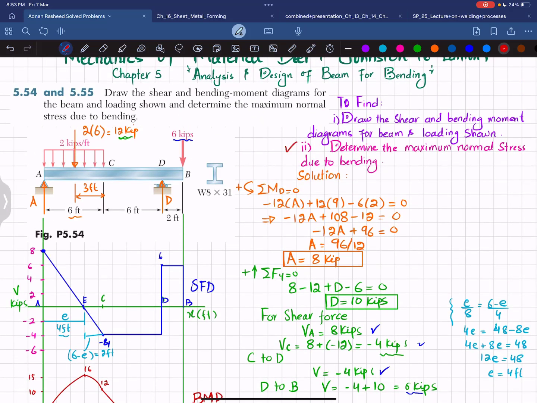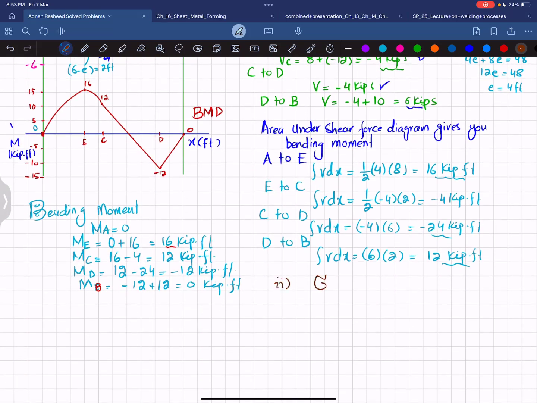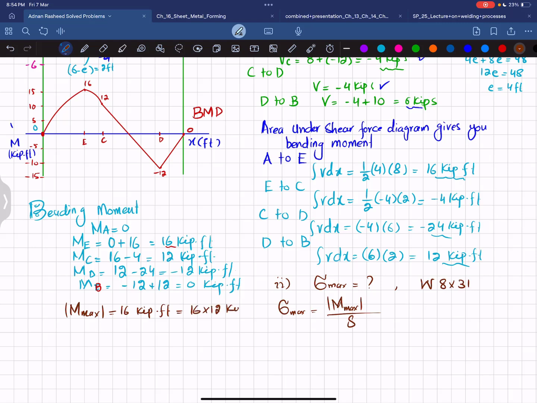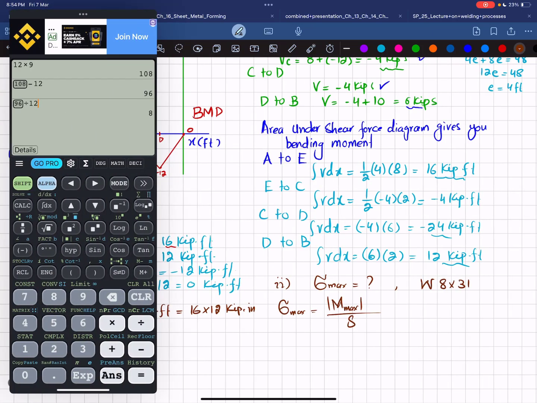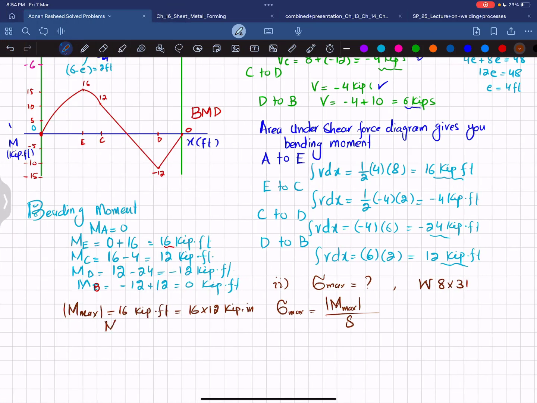Now, in the second part, we will determine the maximum normal stress due to bending. We know that the maximum normal stress due to bending is equal to the maximum bending moment divided by the section modulus, and we have been given that this is W8 by 31 wide flange steel. From the bending moment diagram, you can see the maximum value of bending moment is 16 kips into feet. So we will convert this into inches. 16 multiplied by 12 kips into inch, because 1 foot is equal to 12 inches, gives you 192. So the maximum bending moment is equal to 192 kips into inch.